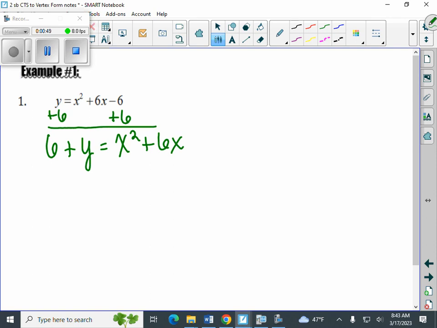But we're going to be completing the square. When we complete the square, we need to add the box. And not only are we going to add the box on the right side, but we need to add the box on the left side.